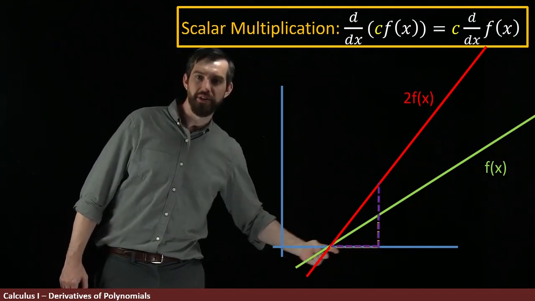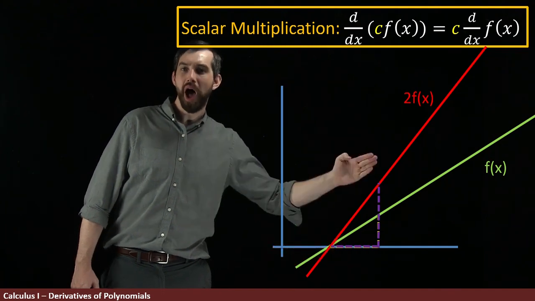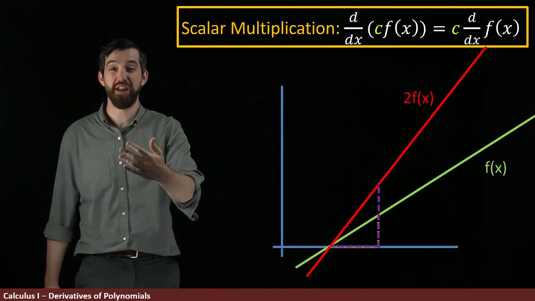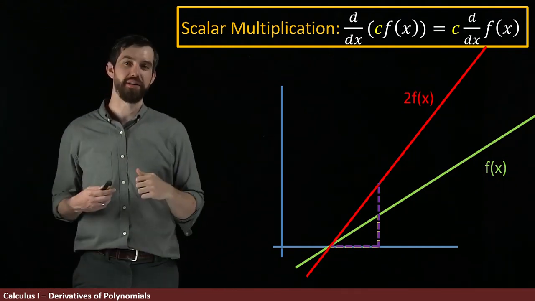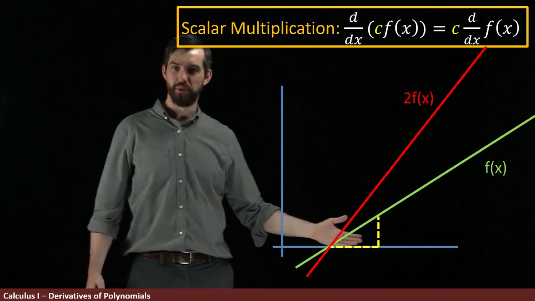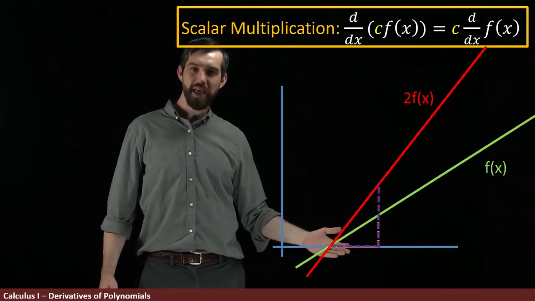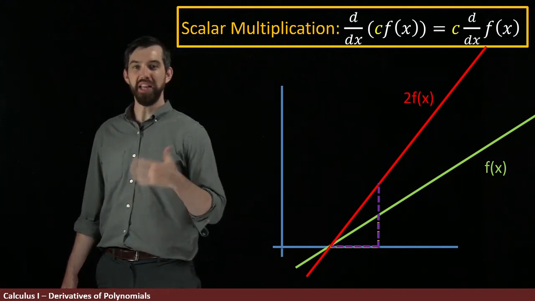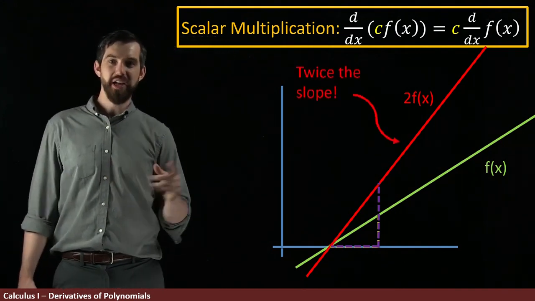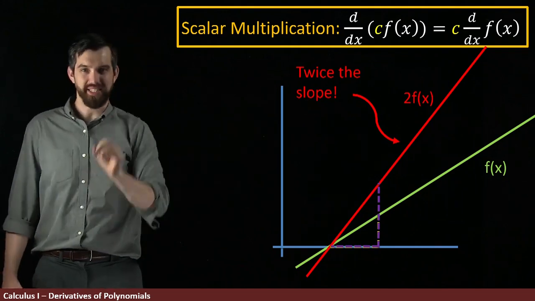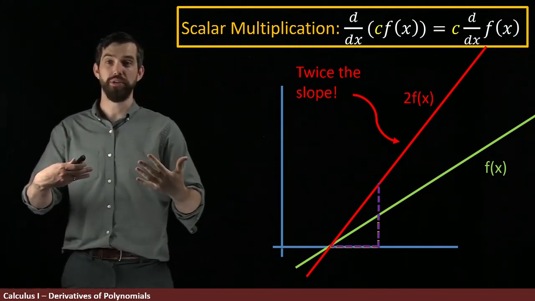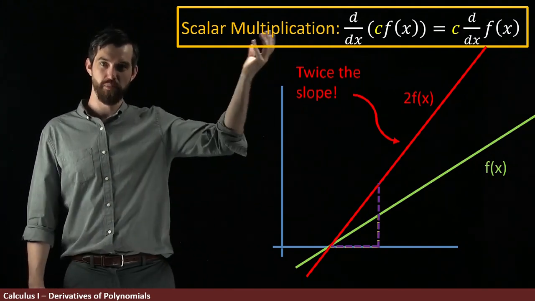The run here is the same. But the rise, that has doubled because it's gone from whatever the height of f of x was to twice that. So alternating between those, we've got a rise over a run, and then we have twice the rise over the same run. In other words, what we're going to have is that the slope of 2f of x is exactly twice the slope of f of x. And this is an illustration geometrically of this scalar multiplication rule.